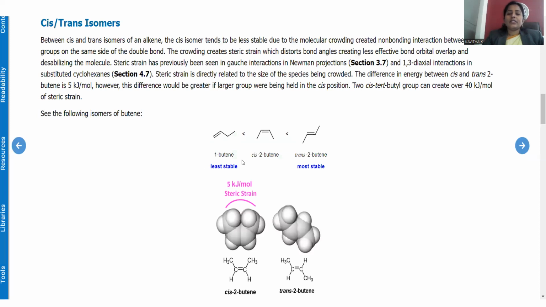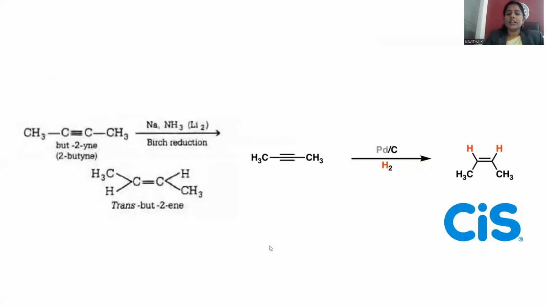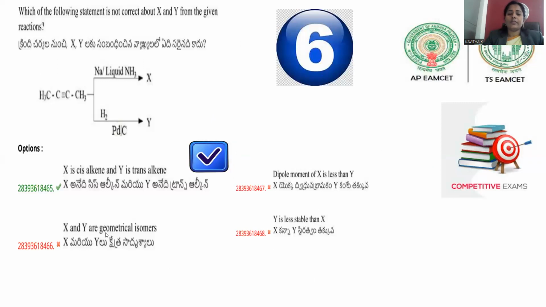If cis and trans isomers are considered, the more stable one is trans in comparison to cis, because in the cis isomer both bulky groups are inclined in the same direction. They do not have sufficient room. In the trans isomer, they are far apart, in convenient spaces, so this is the more stable one, right? So the entire data mentioned is correct, except option number 1. For question number 6, option number 1 is the correct answer.